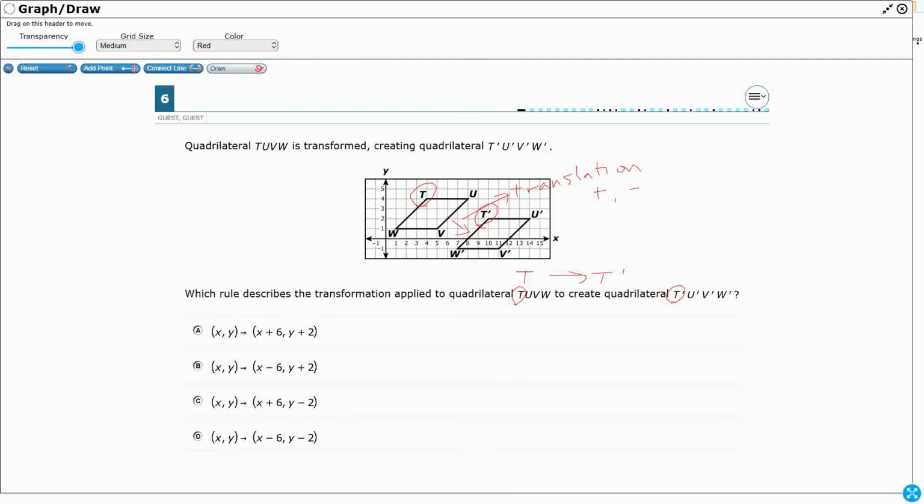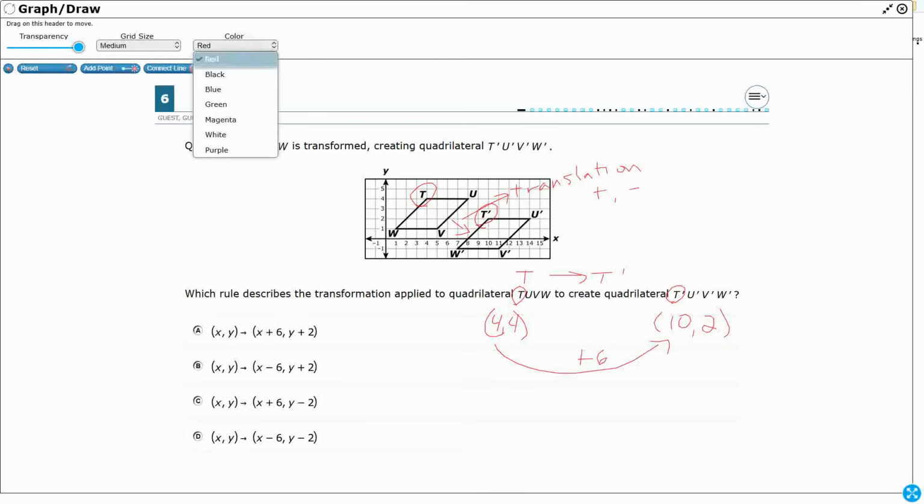All right, so what is my t? My t is 4, 4. And now my t prime is 10, 2. Look at my x values. How do I go from 4 to 10? Well, I can go from 4 to 10 by adding 6. And how can I go from my y value of 4 to 2? Looks like I can subtract 2. So it looks like it might be an x plus 6 and a y minus 2. But let's verify with another pair.